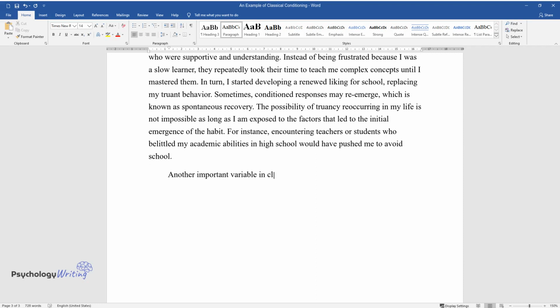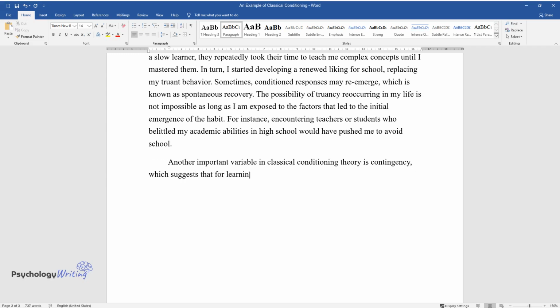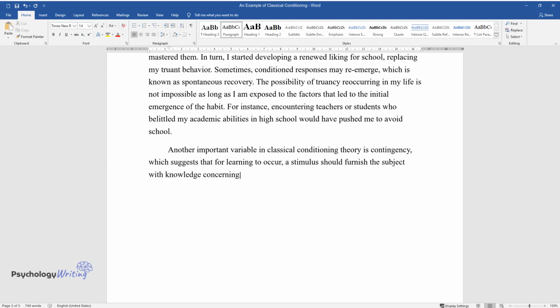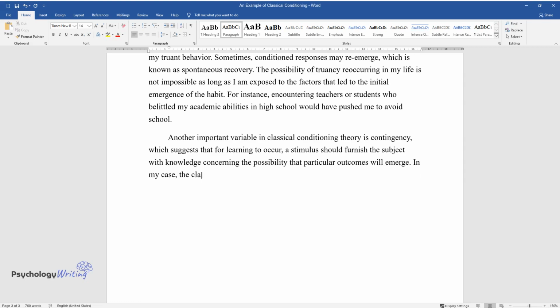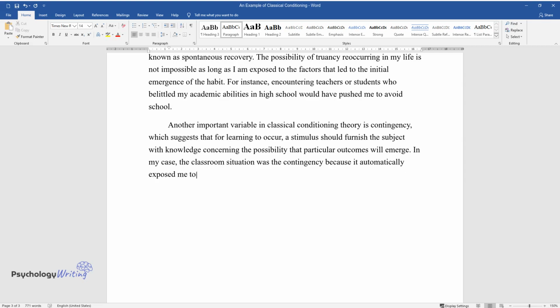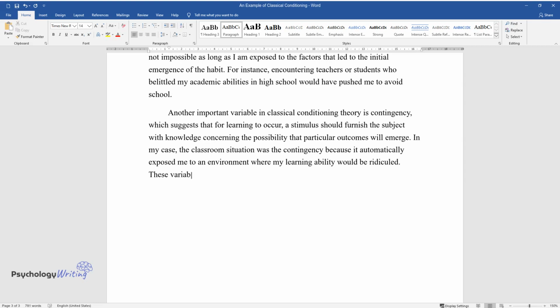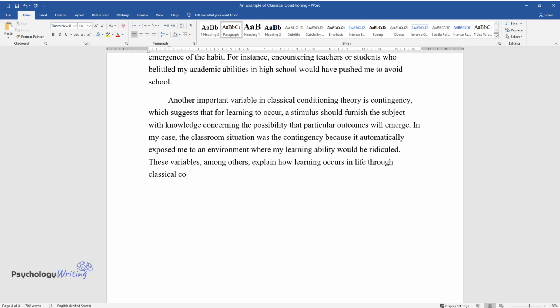Another important variable in classical conditioning theory is contingency, which suggests that for learning to occur, a stimulus should furnish the subject with knowledge concerning the possibility that particular outcomes will emerge. In my case, the classroom situation was the contingency because it automatically exposed me to an environment where my learning ability would be ridiculed. These variables, among others, explain how learning occurs in life through classical conditioning.